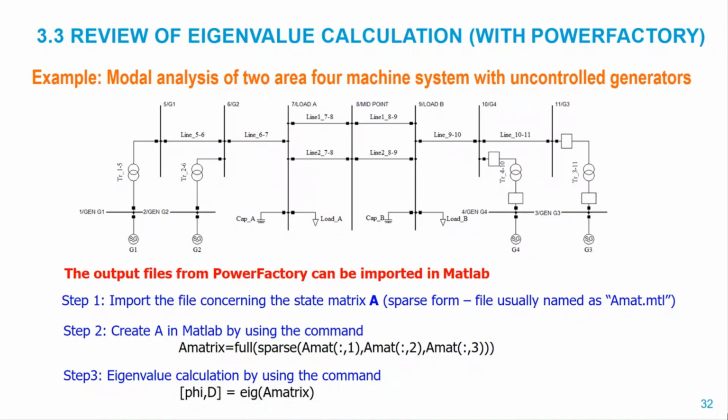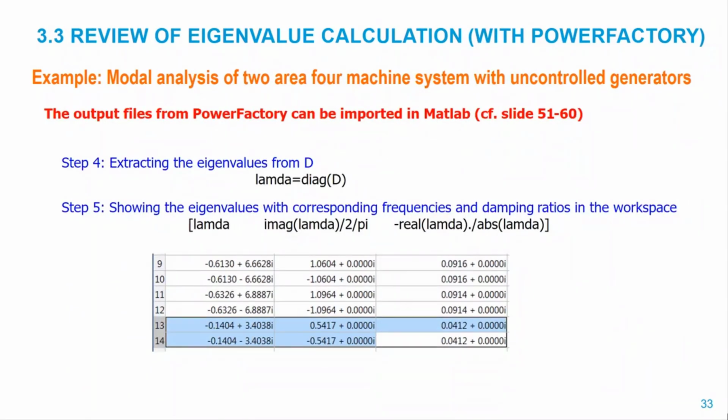You recall from the previous lecture that from PowerFactory you can export the state space matrices and also other files that have the indexes of the state variables, so the order of the state variables. From this information, we can do analysis, for instance, in MATLAB. We repeat the steps here, and we can plot or summarize the eigenvalues for the case of the two-area four-machine system in MATLAB.